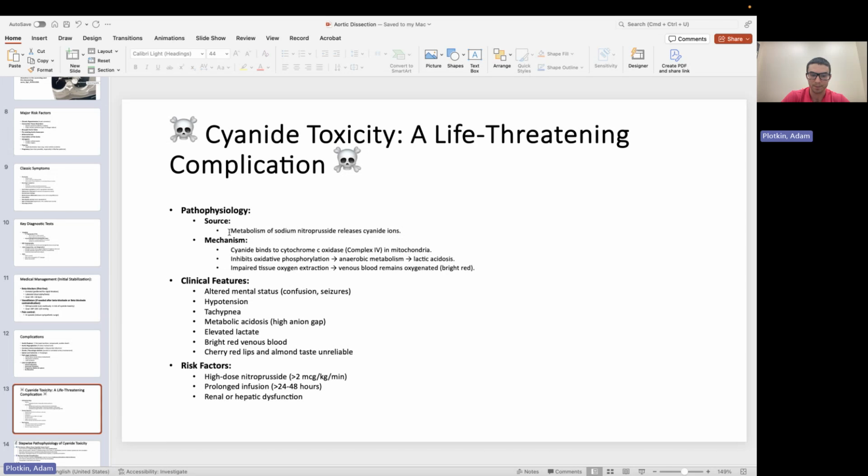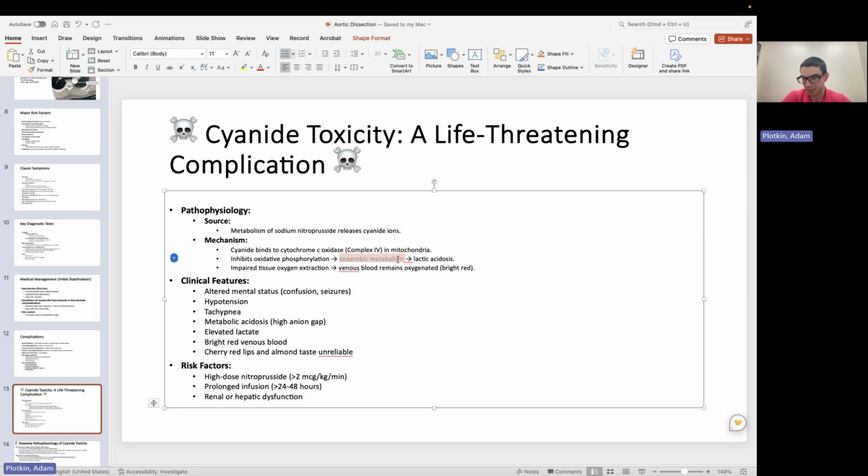So the pathophysiology from my question, right? The source was metabolizing of sodium nitroprusside releases the cyanide ions, right? And I've got a slide next going deeper into the pathophys because I think it's really important and cool to kind of learn about that. But the mechanism is when nitroprusside is broken down into cyanide, the cyanide binds to cytochrome C oxidase, which is complex 4 in the mitochondria. That inhibits the oxidative phosphorylation.